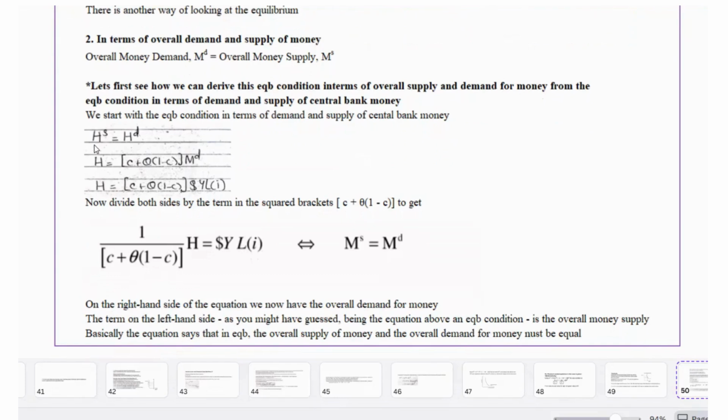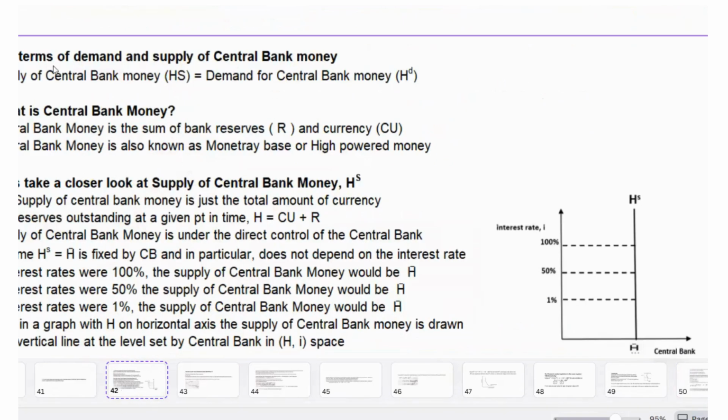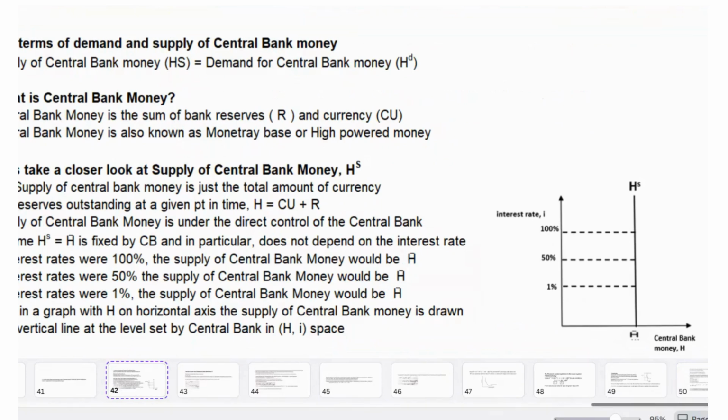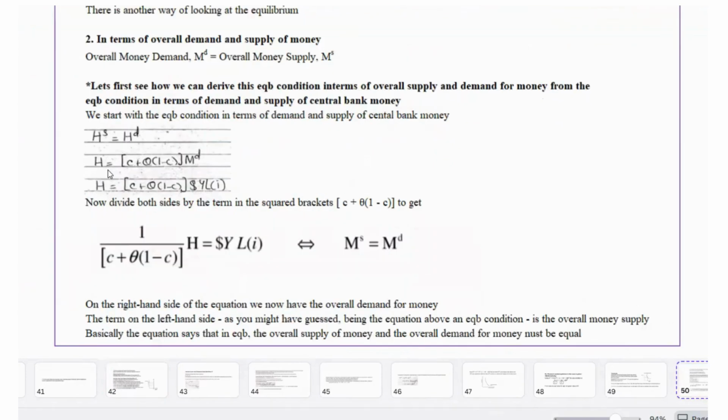Here we said we're assuming that the central bank perfectly controls the supply of central bank money, which we're assuming the central bank sets at the level H bar. We talked about this over here. The supply of central bank money is under the direct control of the central bank. Assume HS is equal to H bar, fixed by the central bank. So HS is just equal to H.